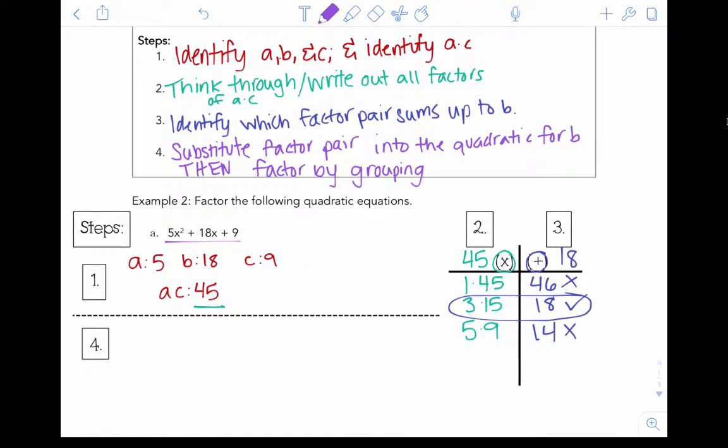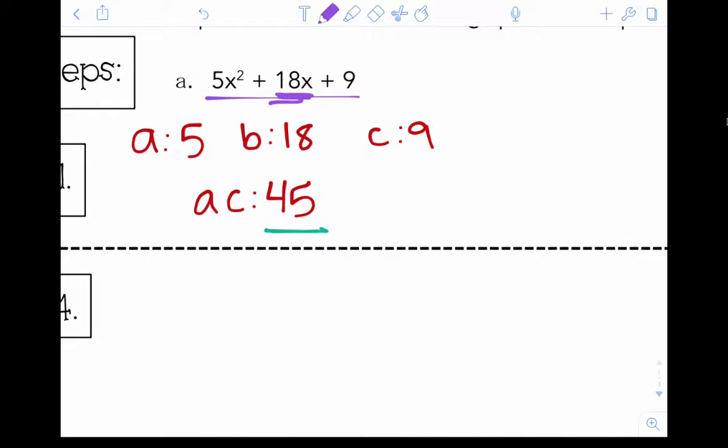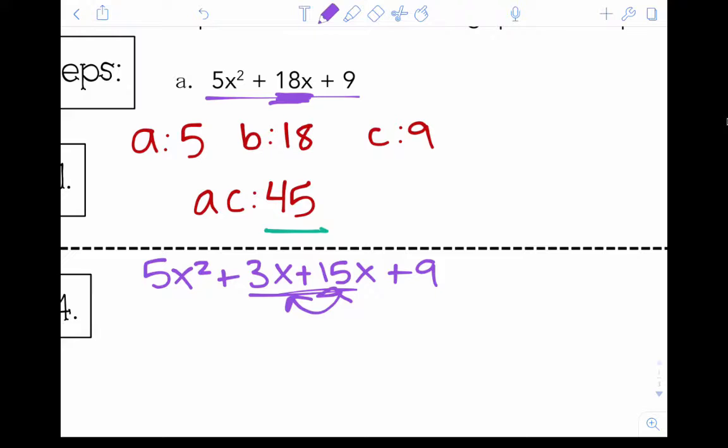Our final step is we're going to substitute the 3 and the 15 in for the 18, and then we're going to factor by grouping. So I have 5x squared plus 3x plus 15x plus 9. So notice that this is the same thing. It does not matter which order I put those in, because at the end of this, I'm going to end up with the same answer.